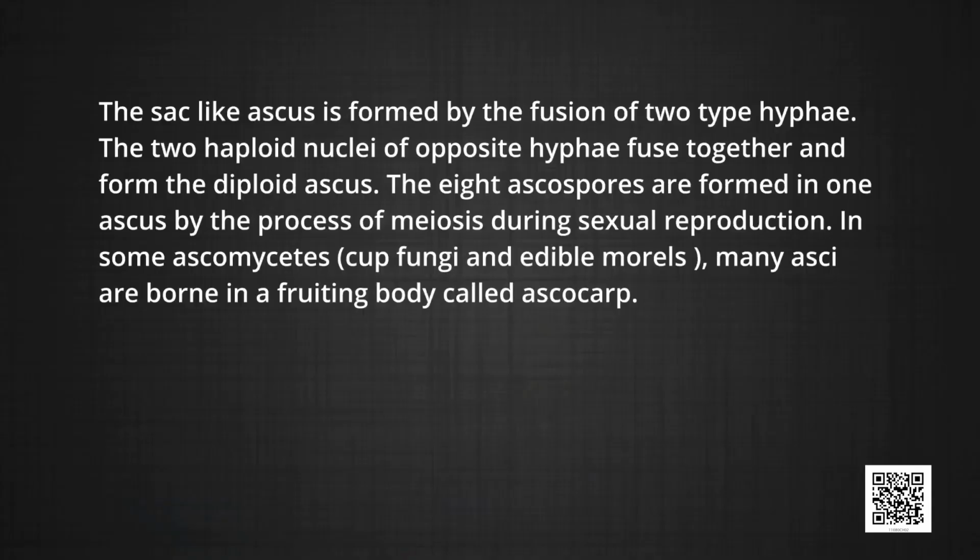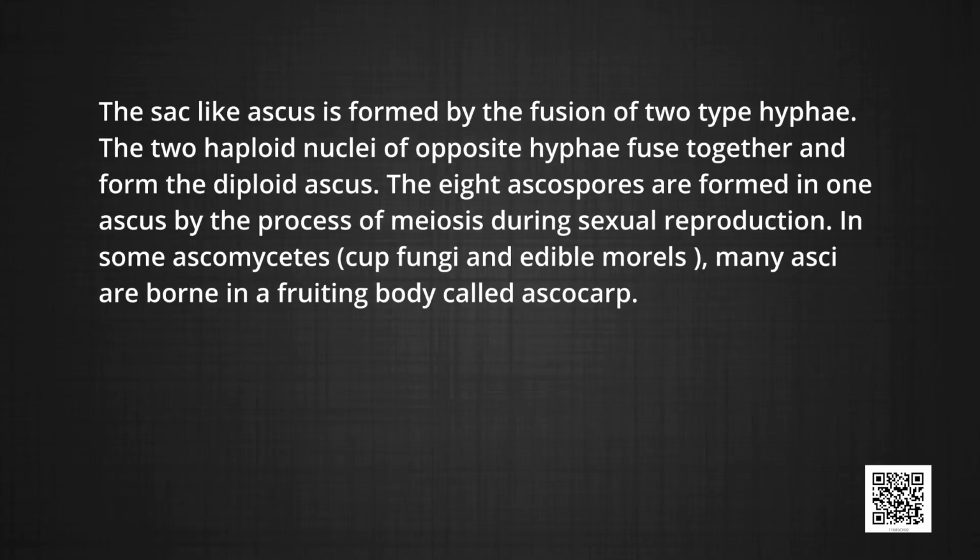In the majority of Ascomycetes, the thallus is highly developed, branched and with septate mycelium. The cells are uni, bi or multinucleate. Their hypha wall is composed of cellulose and contains chitin. These fungi produce endogenous meiospores called ascospores in special sac-like structures called ascus. The sac-like ascus is formed by the fusion of two hyphae. The two haploid nuclei of the opposite hyphae fuse together and form the diploid ascus. Eight ascospores are formed in one ascus by the process of meiosis during sexual reproduction.